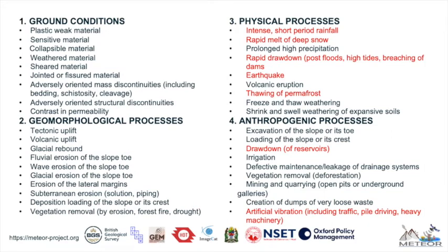Those factors shown now in red are our triggers, and these are the ones which actually start the movement of the landslide happening. So we're looking at things like intense rainfalls, snowmelt, or earthquakes. So the earthquake increasing the shear stress of the slope.